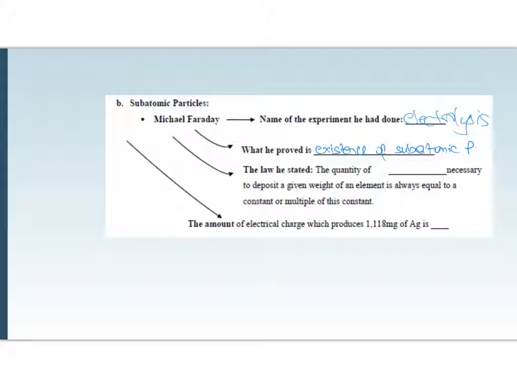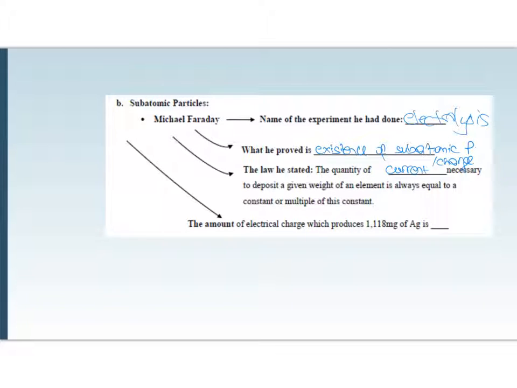He stated that the quantity of charge necessary to deposit a given weight of an element is always equal to a constant or a multiple of this constant. For example, if you use 4 ampere of current and get 4 grams of copper, when you double that current to 8 ampere, you're going to have 8 grams of copper. So there's a direct ratio between the amount of metal deposited and the amount of current passed through the system.